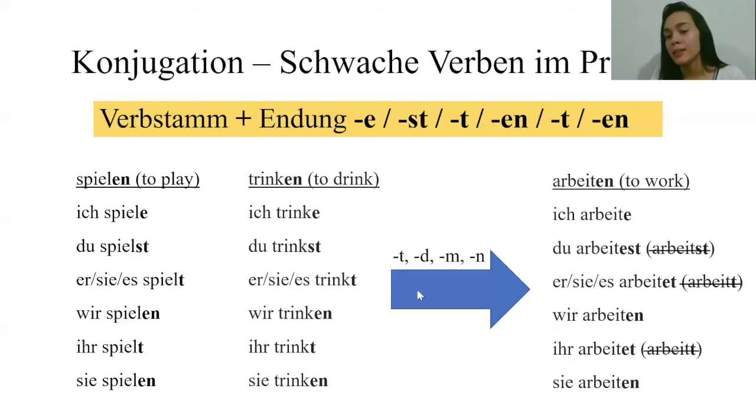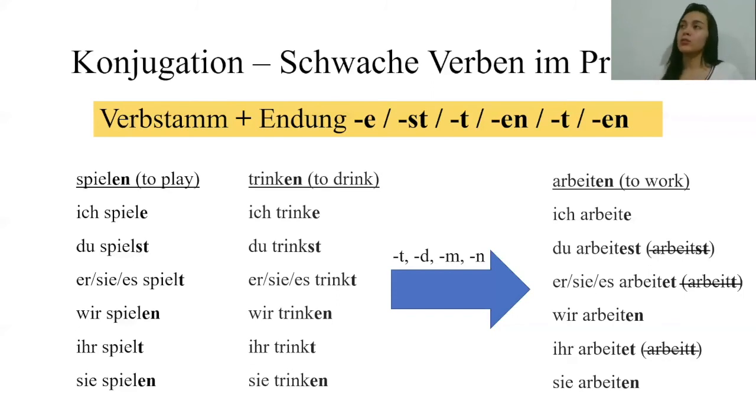Ich arbeite is the same. Ich trinke. Du arbeitest is not the same, additional e. Trinkst, arbeitest. Er, sie, es arbeitet, not the same, it is with an additional e. Wir arbeiten, wir trinken is the same. Ihr arbeitet, ihr trinkt is not the same, additional e. And sie arbeiten, sie trinken is the same. So you don't have to be confused by that, because with the exercise and practice, you will develop your knowledge for that by itself. So now you know the conjugation of the weak or regular verbs.